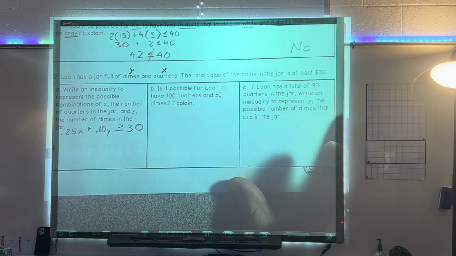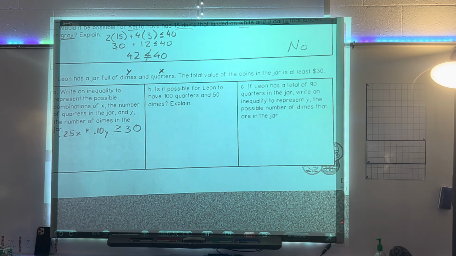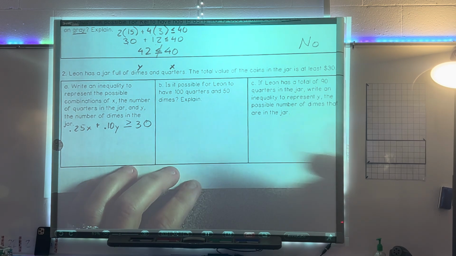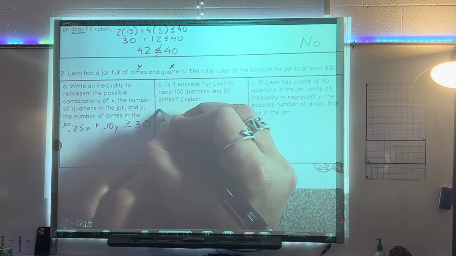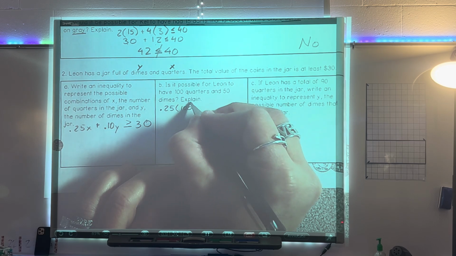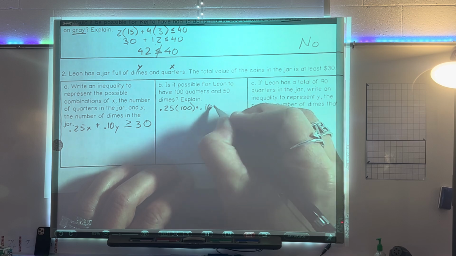Okay, so then it says, is it possible for Leon to have 100 quarters and 50 dimes? So how am I going to know if that's possible? Plug it in. So what's that going to look like? 0.25 times 100 plus 0.10 times 50 is greater than or equal to 30.